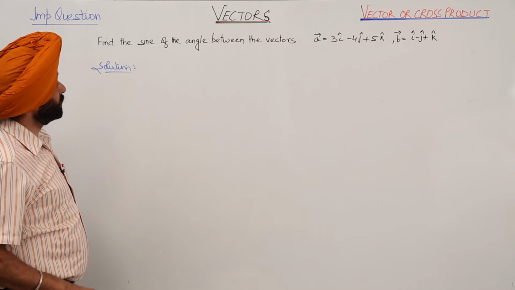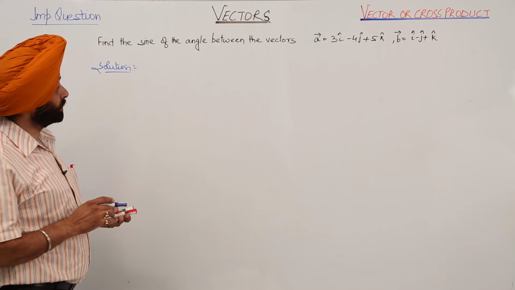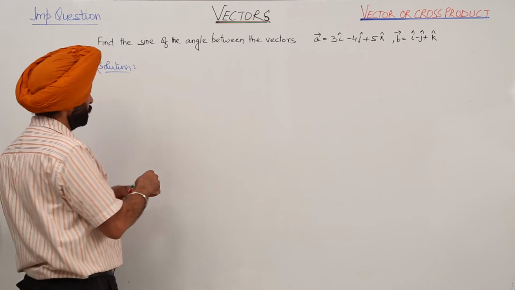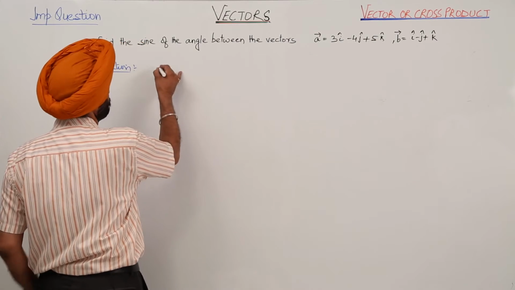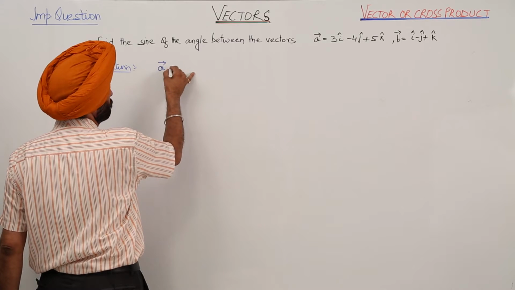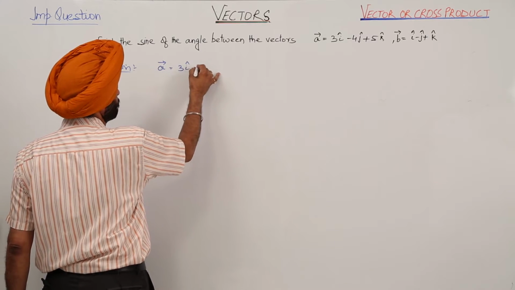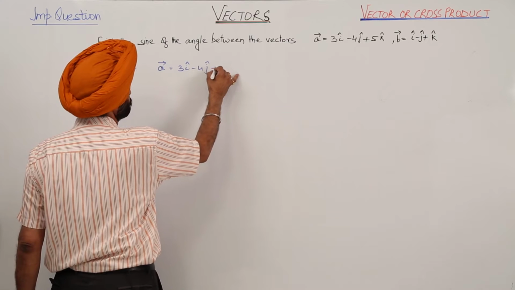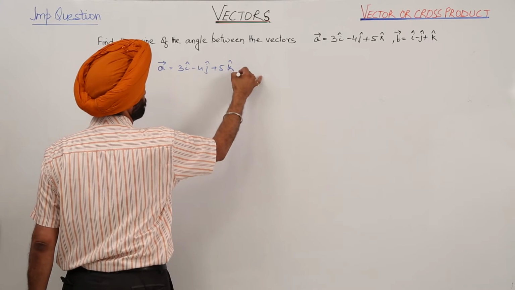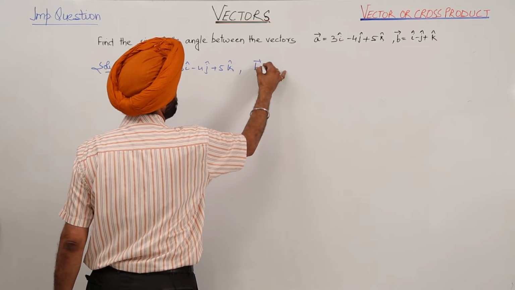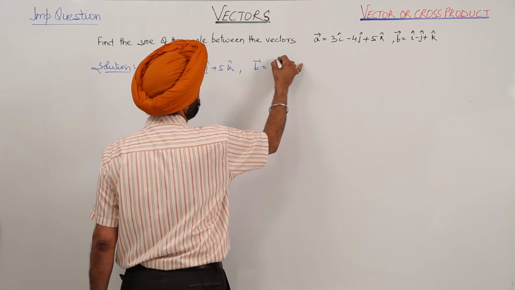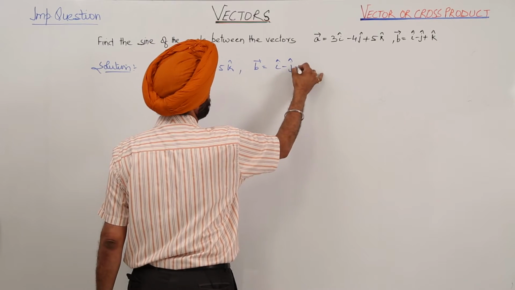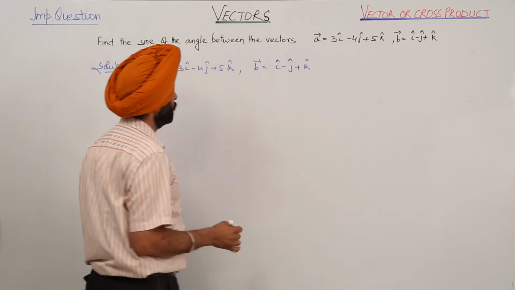Find the sine of the angle between the vectors A and B. Now, vector A is 3i cap minus 4j cap plus 5k cap. Vector B is i cap minus j cap plus k cap.